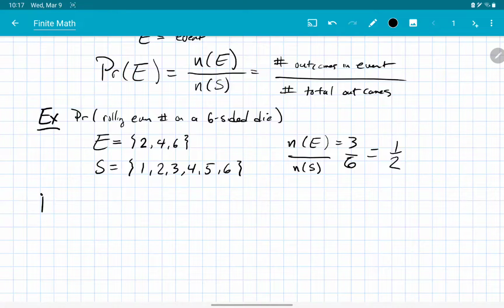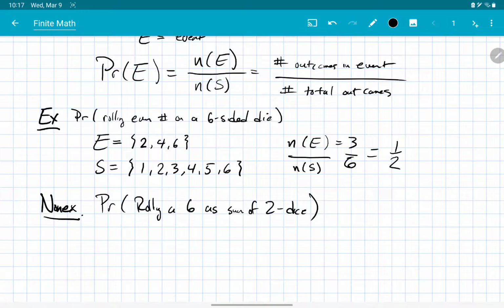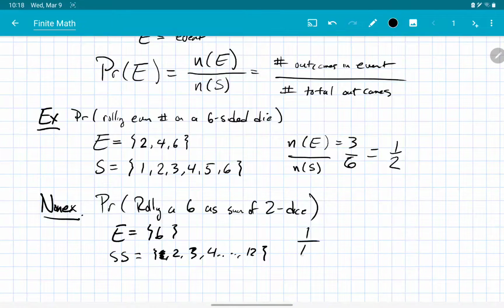A non-example is the probability of rolling a 6 as the sum of two dice. Okay? We can't look at just the fact that we're getting a 6. We can't say, okay, well, the event is getting a 6 and the sample space is 1, 2, so I can't get to 1, right? We got 2, 3, 4, all the way to 12. And we would say 1 over 11 because there's 11 things in the sample space and 1 thing in the event. That's not correct.